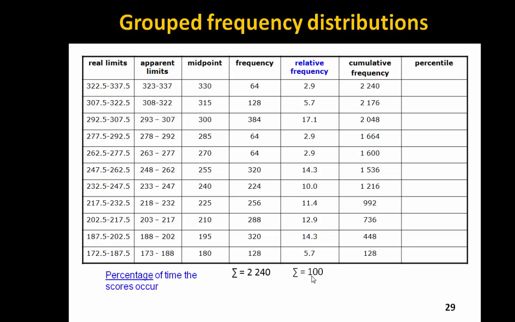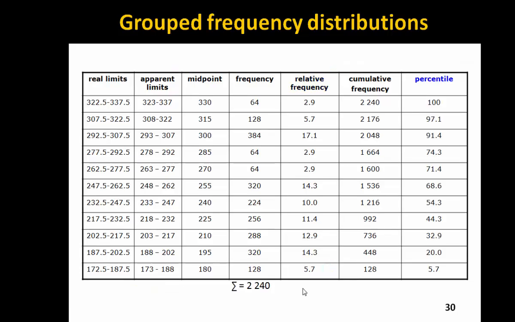Now the percentage of time the scores occur is what we're looking for here. And so we start with the 128. We see that 128 divided by 2,240 is equal to 5.7 percent, and we express it as a percent. It is reasonable to have left this as a ratio value without multiplying it by 100%, but percents are usually a little bit easier to interpret and understand.